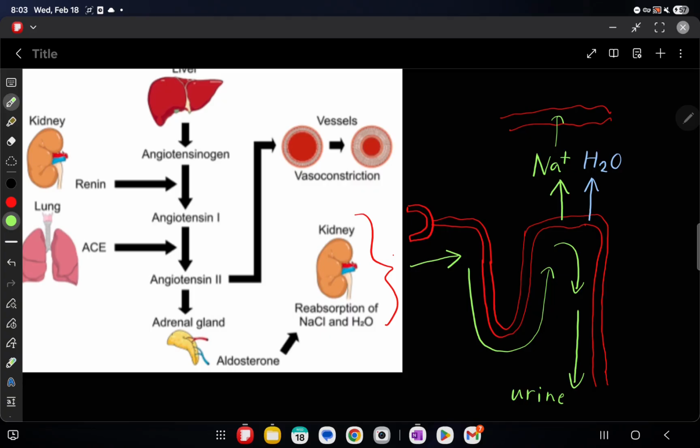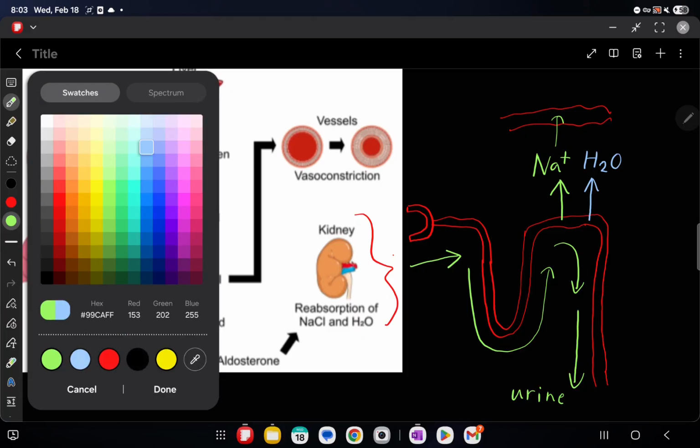So that means we're going to urinate less sodium, and we're going to retain and hold on to more sodium in our blood. And because of osmosis, water in your nephrons is going to also follow. As sodium gets reabsorbed, water is also going to get reabsorbed.